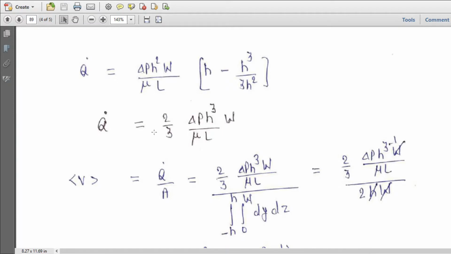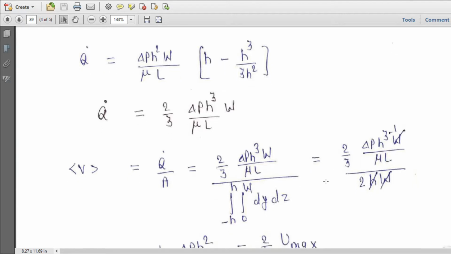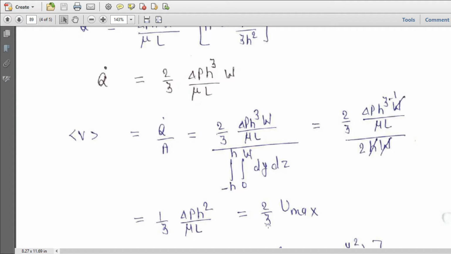Arrange it, and you will get q dot equal to 2 by 3 delta P h cube upon mu L into w. The average velocity is q by A, so you divide by the area, which is the integral from minus h to h, 0 to w, dy into dz. If you substitute the expression, you will get the average velocity as 1 by 3 delta P h square by mu L, or in terms of maximum velocity, 2 by 3 of u max.